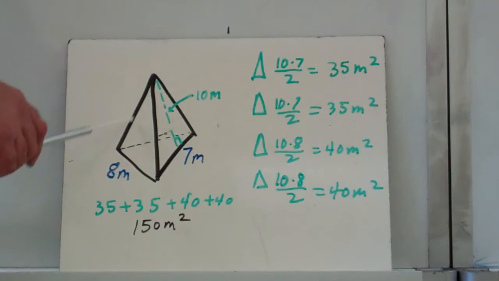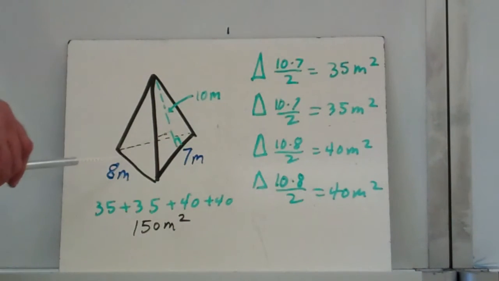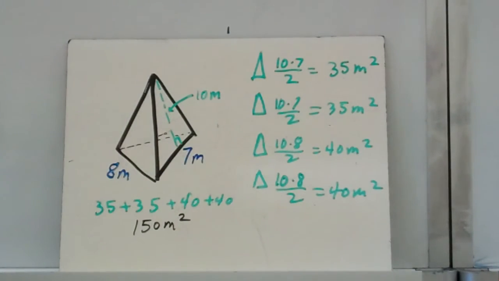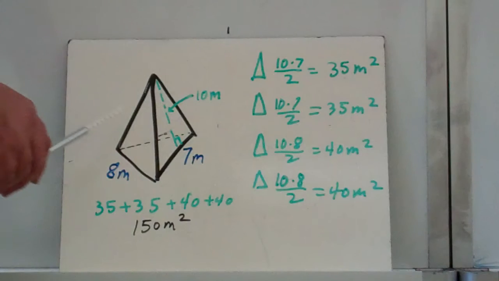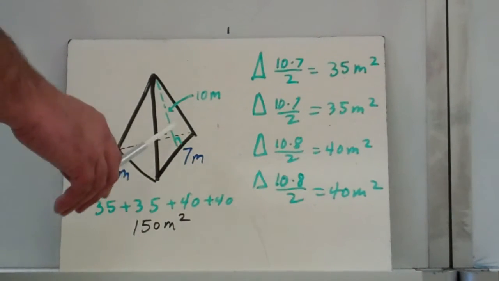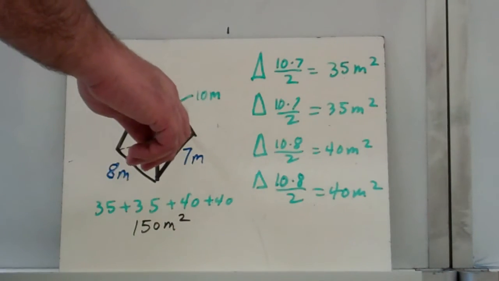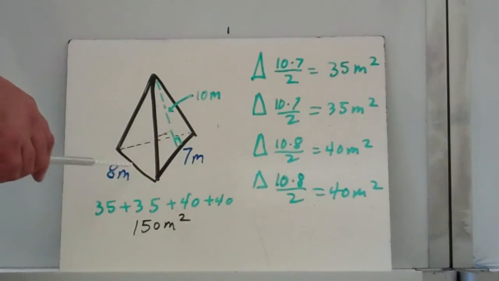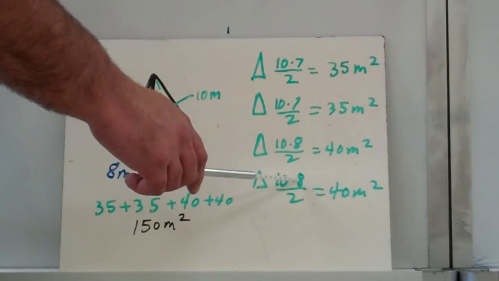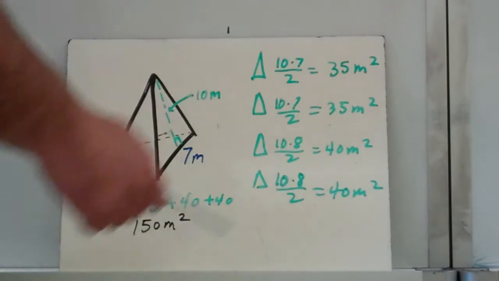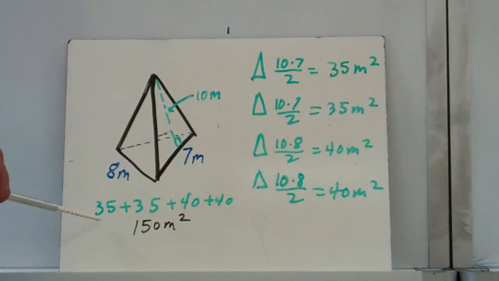Then I can look at this triangular face here. So this is an 8 by 10. So 8 times 10 is 80, divide that by 2 is 40. And then I have the face that the triangular pyramid is resting on, the dotted line here. That one there is also an 8 by 10. So multiply 8 times 10, divide that by 2, and get 40 meters squared. And then I can take 35 and 35 and 40 and 40, add those together, and get 150 meters squared.